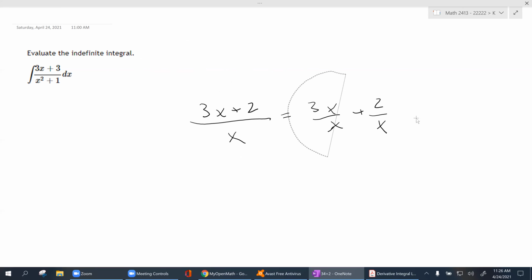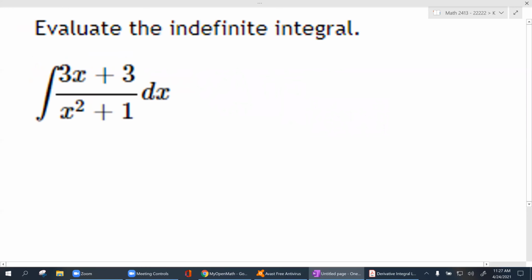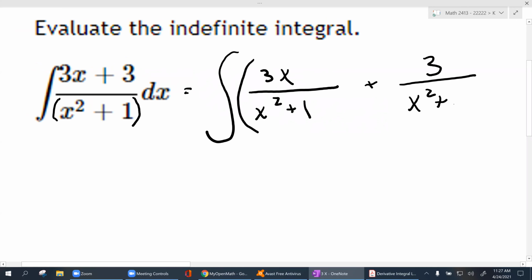So technically, I'm going to go ahead and do the same thing here, but I'm going to treat that denominator, x squared plus 1, as one piece, as an entire piece. So in other words, what I have here is the integral of 3x over x squared plus 1 plus 3 over x squared plus 1, dx.